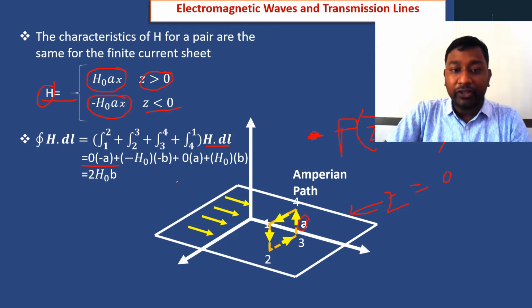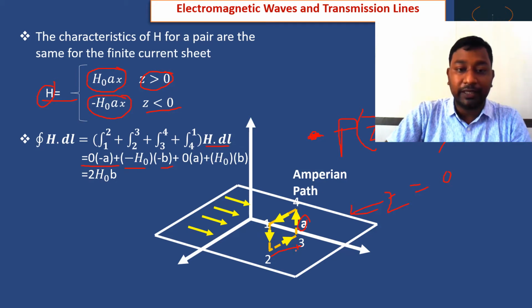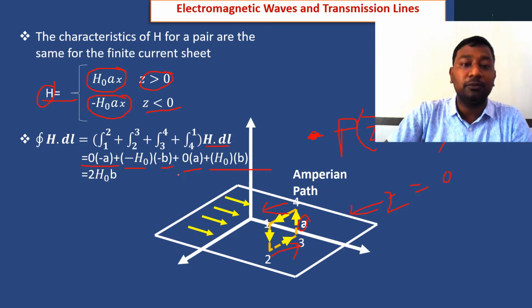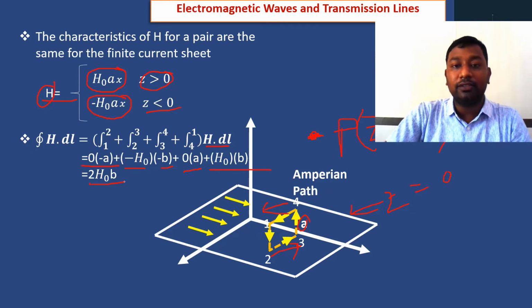Similarly, H naught into minus b, since this path direction is outward, that's why minus H naught equals minus b. So minus H naught, we are considering this way; H naught is positive in this path, so minus H naught into minus b. Similarly 3 to 4, H naught into a. Similarly 4 to 1, this one is in the minus direction, the opposite direction, so this will become plus, so H naught into b. So from this part we can consider the closed integral of H dot dl equal to 2 H naught b.